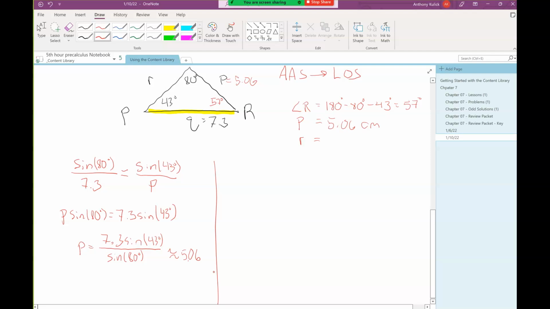Okay. So now I know two side lengths, so I can just use the Pythagorean theorem to find the third one, right? No, good. Why not? Not a right triangle. What do I do instead? Same thing, right? So I'm going to just do sine Q over q equals sine R over r, and we'll just do the same algebra that we did before. So we'll cross multiply and divide by sine 80.